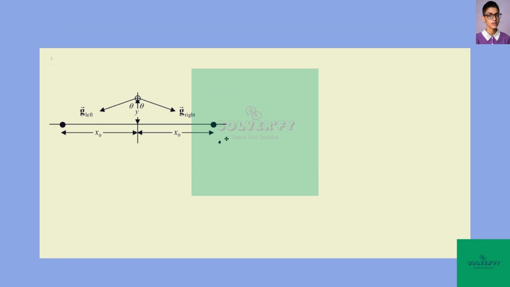So this is essentially a diagram of what's going on. We can say that the net gravitational field will be equal to gravity to the right plus the gravity to the left. You may notice that if this angle is theta and this angle is theta, in the x direction, they're actually going to cancel out. So we actually don't have to find the x direction.